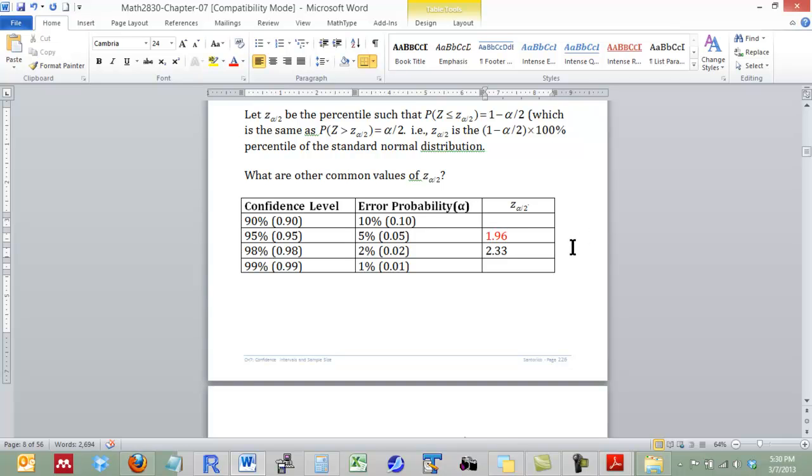And so I want to take a minute to have you pause and go ahead and find the other two values and then come back and check yourself.